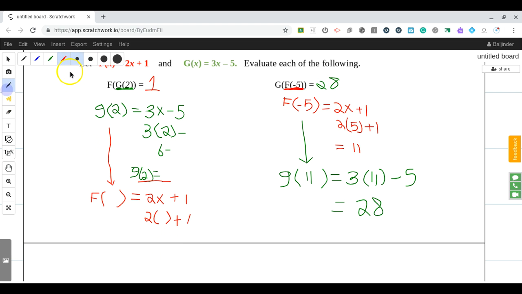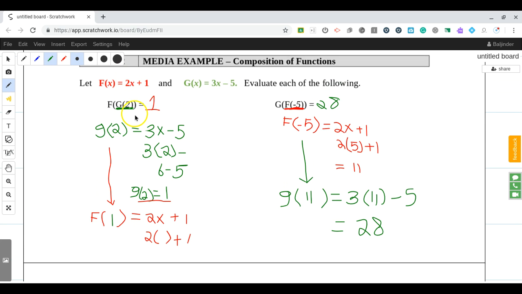Okay. So it's 6 minus 5, and then 6 minus 5 should be 1. You put that, so g of 2 is actually equal to 1. You're going to put that in here. Same thing. We're going to use the f function, right? The f function is 2x plus 1, so it's 2 times 1 plus 1, which is 2 plus 1, which is 3. So now finally our answer is 3, okay? So let's delete this here, and it's 3.